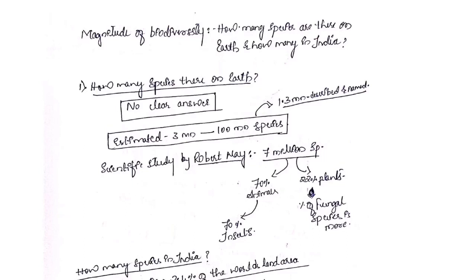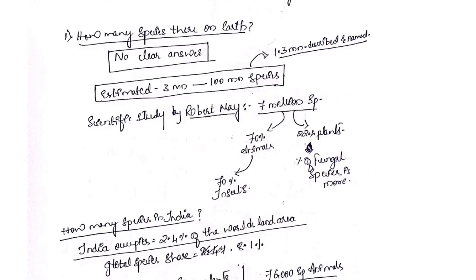Next is magnitude of diversity. Magnitude means in number, how many species are there on the earth, within the whole world and within India. So how many species are there on earth? The answer is not clear. Why? Because it is very difficult to find out or even to estimate how many organisms there are, because our earth is very vast.